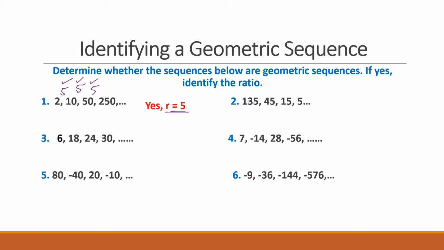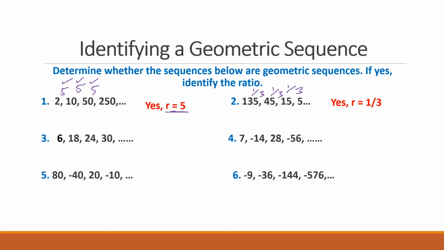Let's take a look at the next one here. 5 divided by 15 is 1/3. 15 divided by 45 is 1/3. And 45 divided by 135 is also 1/3. So again, that constant ratio. So yes, that is a geometric sequence. My common ratio is 1/3. Let's take a look at the next one here.